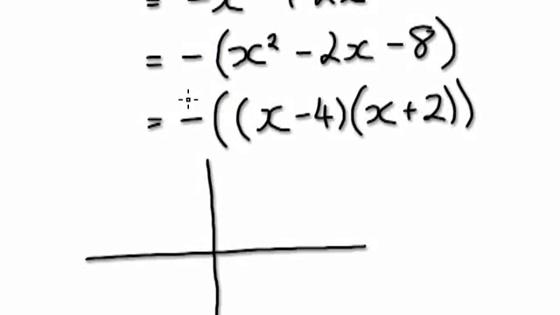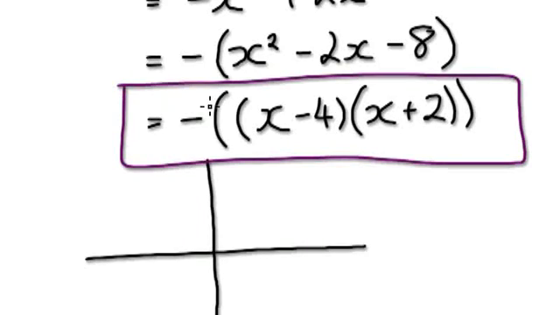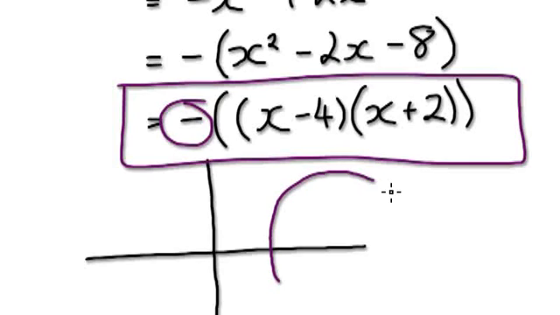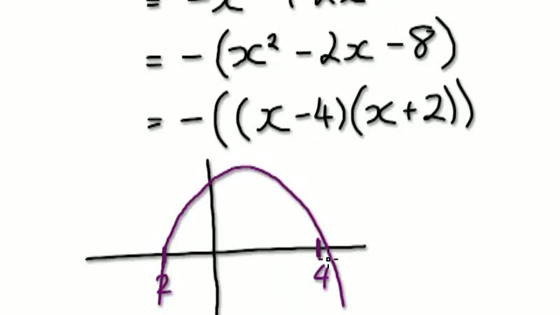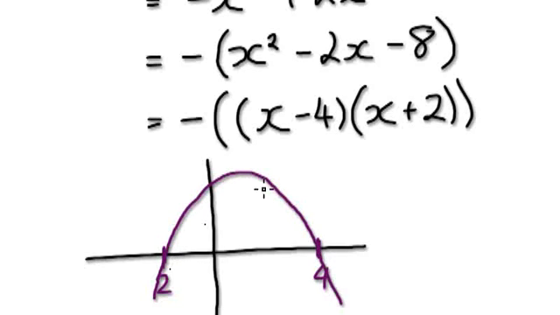Now once you're here, don't forget this minus makes the quadratic negative, so it will be an upside down U. And looking at this, you know one root will be positive 4, so this will be 4 here, and the other root is negative 2. So I'm going to guess somewhere around here. It's going to be a negative quadratic, so it's going to be like this, going through the 4.